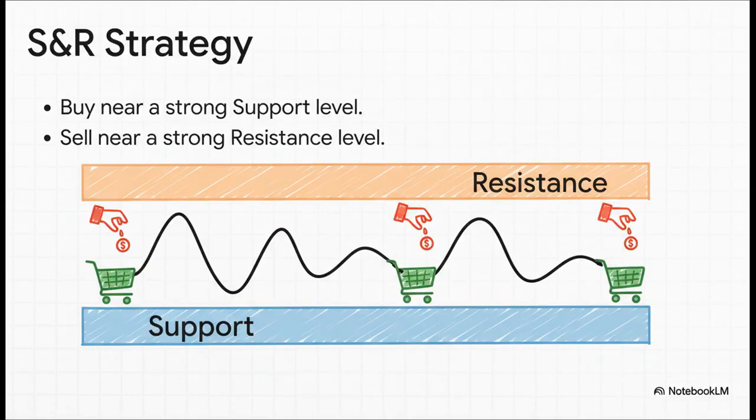And the strategy here is just beautifully simple. Rule 1, we're looking to buy when the price comes down to a strong floor, a strong support level. Rule 2, we look to sell when the price goes up to a strong ceiling, a strong resistance level. That's it. Buy at the floor, sell at the ceiling.